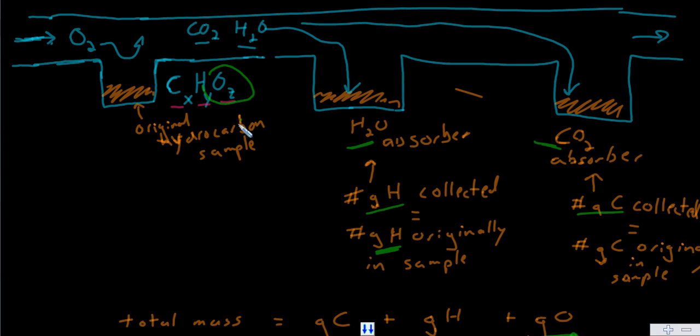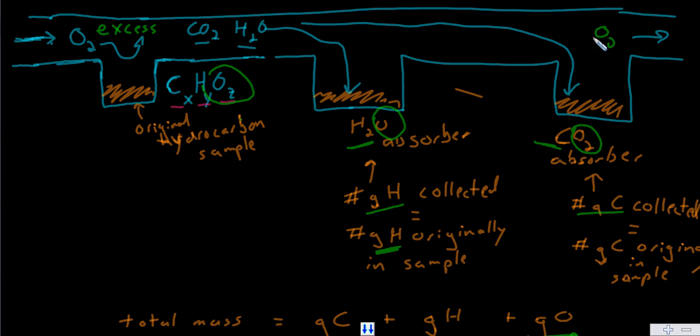Now, you might think that you can find the number of grams of oxygen that were in your sample originally by seeing how many grams of oxygen are in the water and carbon dioxide absorbed. However, this is not an accurate way or a reasonable way of determining how much oxygen was in the original sample, because oxygen is added in excess. We're flowing lots and lots of oxygen over our sample, and there's a lot of oxygen leaving the instrument anyway.